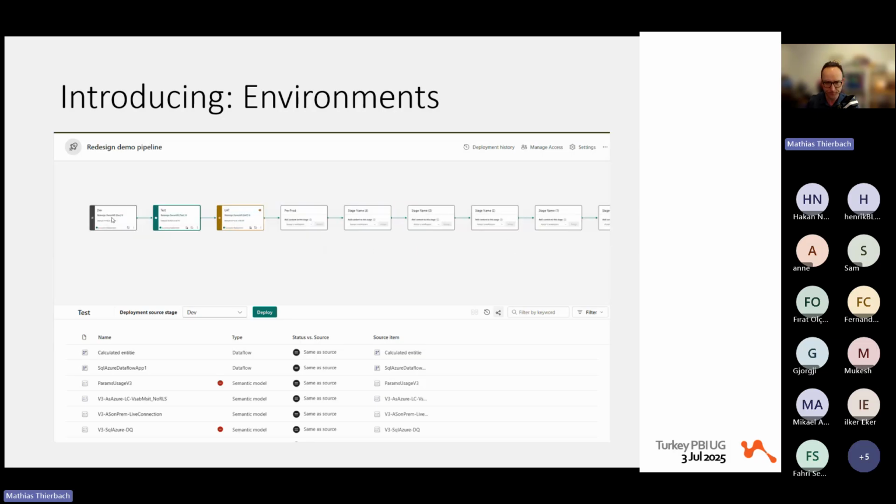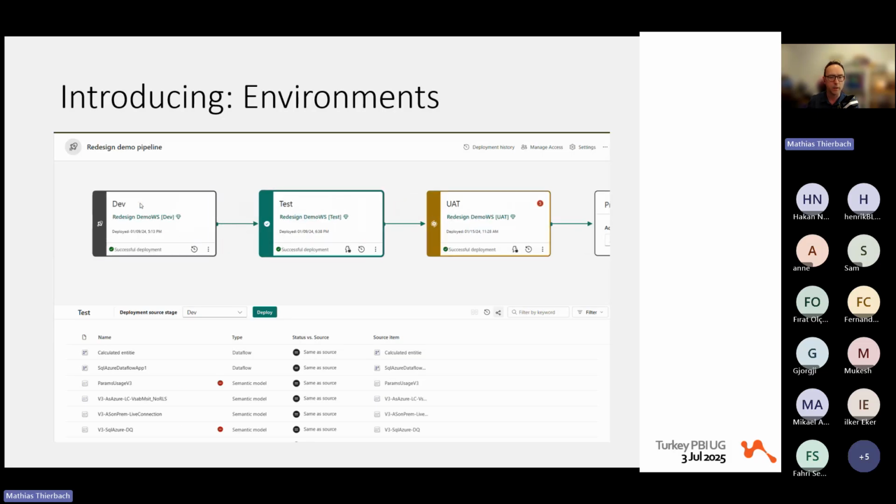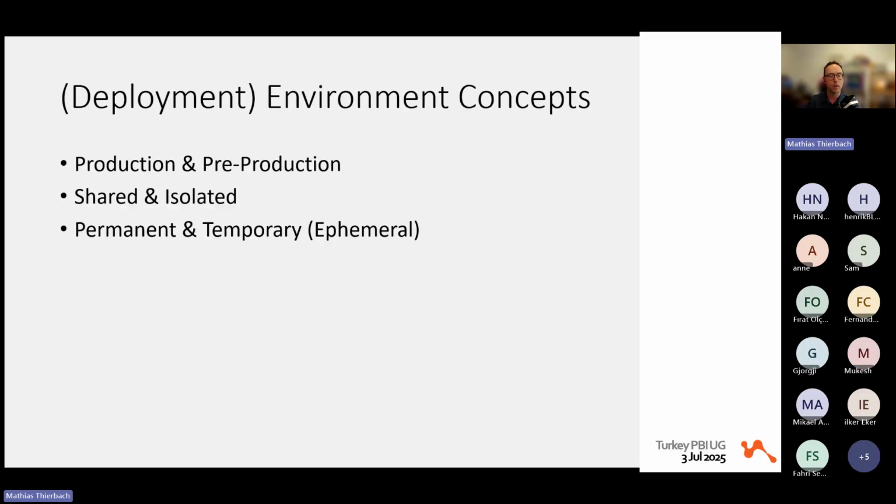So basically, defined, named and labeled deployments of our system. We can think of that as different workspaces, or we can think of that as collections of workspaces. A few ideas around environments, production and pre-production.